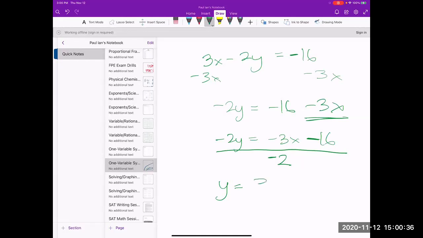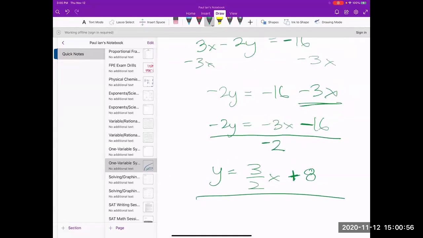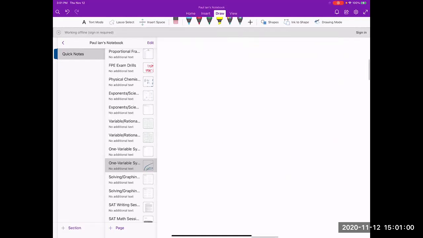-3x over -2, that's 3/2 x, right? Yeah. And then -16 divided by -2 is what? 8. Just 8, yeah? Yeah. Okay, and that's it. That's how you transform the standard form to the slope-intercept form. All right, let's do something else. Same thing, but something different. So let's do this, and I want you to tell me how you change this.